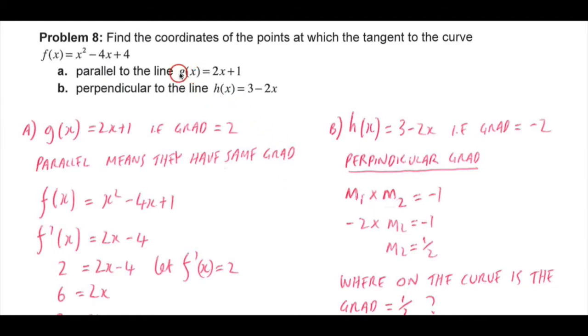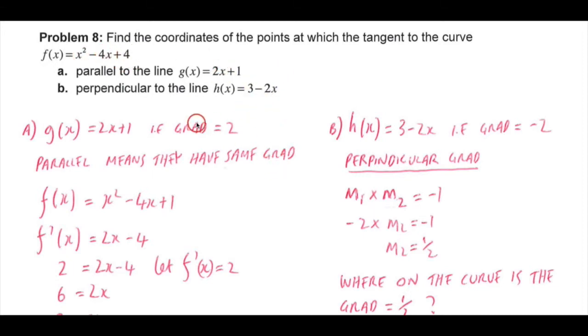So both of these g of x and h of x equations, the information that really is relevant here is the gradient of them. So in g of x the gradient is 2, and in h of x the gradient is negative 2. And we'll be using that bit of information to help us answer really what we're after here, which is locating the point on this curve involving these gradients.